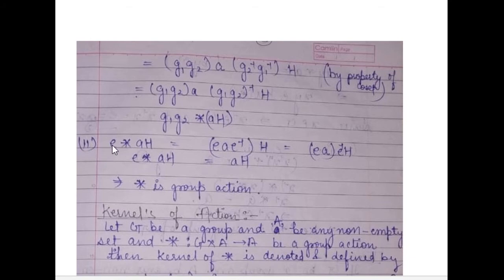Let E be the identity element of G, and when we operate this E over AH, this will be equal to E A E inverse H, and this will be equal to AH. So this means E acts as an identity. That implies this mapping is a group action. So we have discussed what a group action is, and we discussed 3 or 4 examples on group actions.